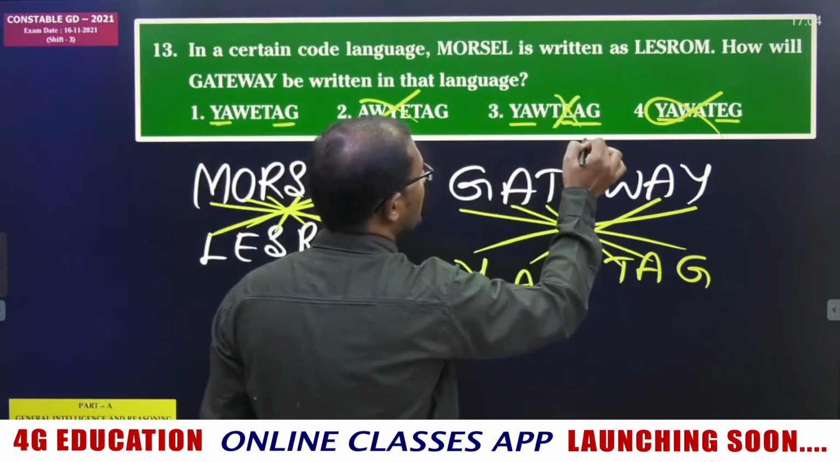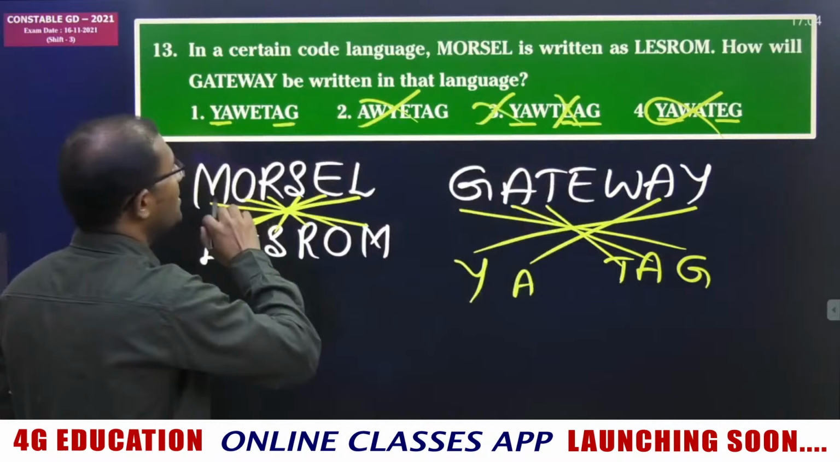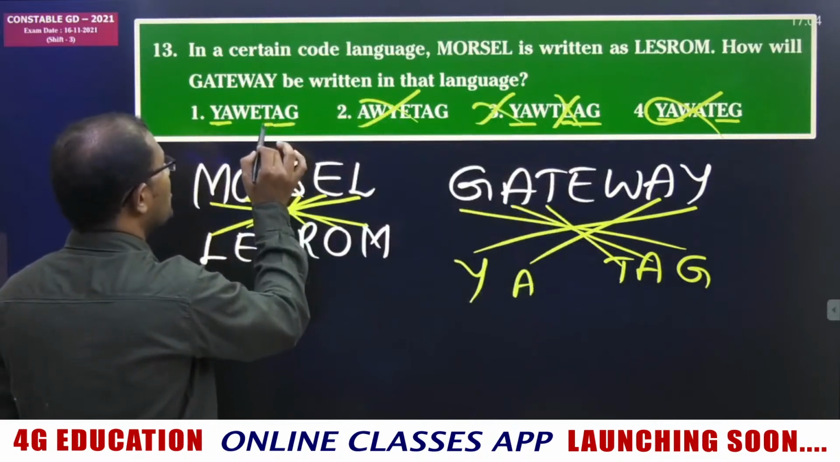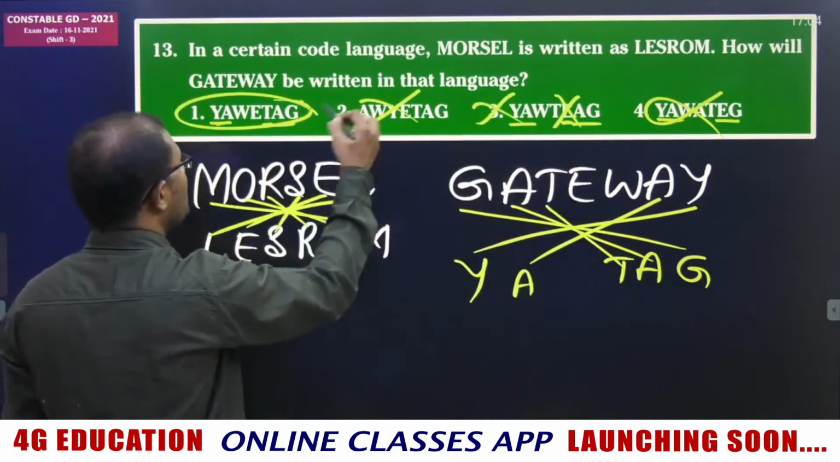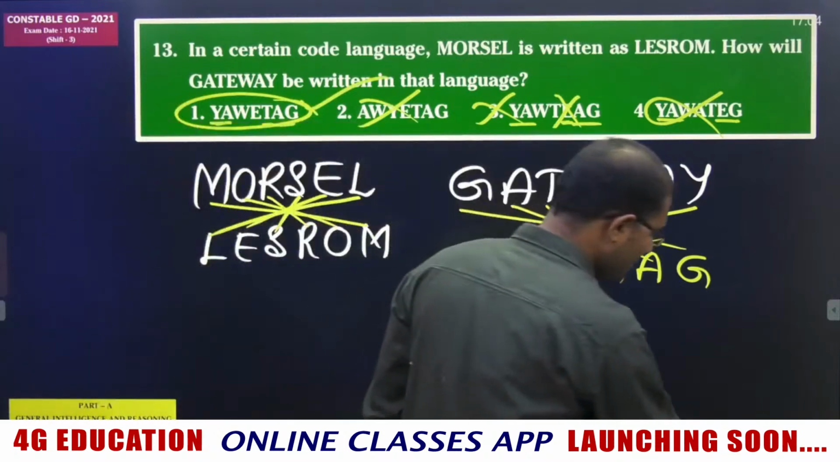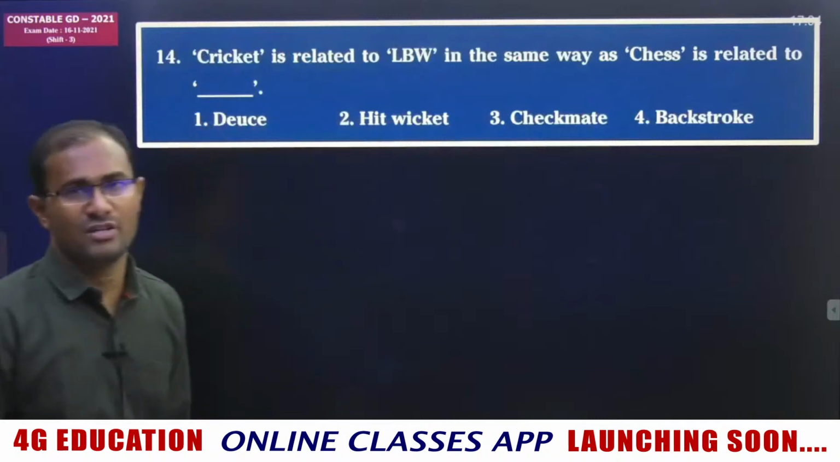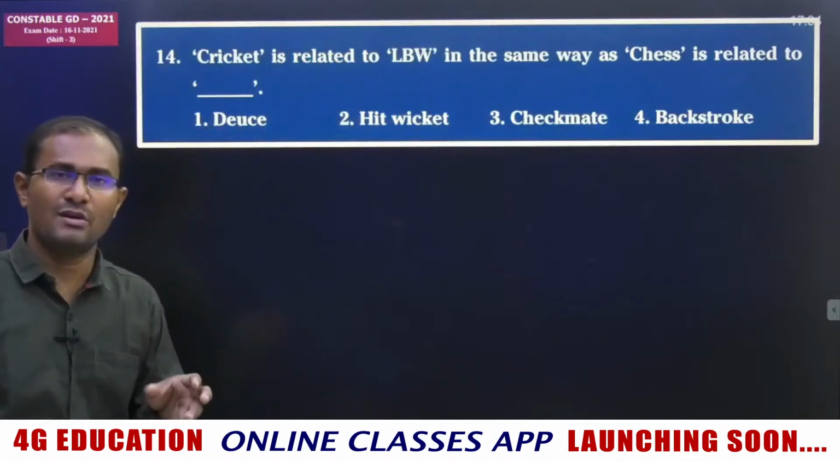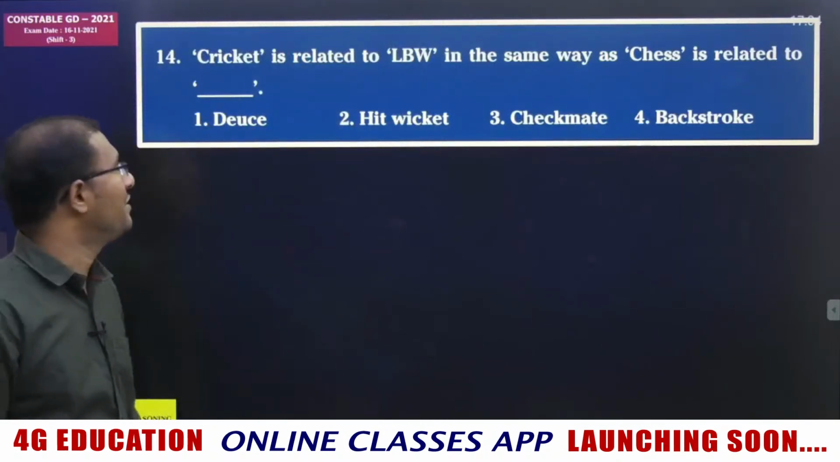Here it is not a T, so that's why the third option is eliminated. Now T is present in the third place from the right hand side. It means the first option would be the right answer for the 13th question. So you don't need to solve the question completely. Once you have understood the logic, you can answer the question very easily.